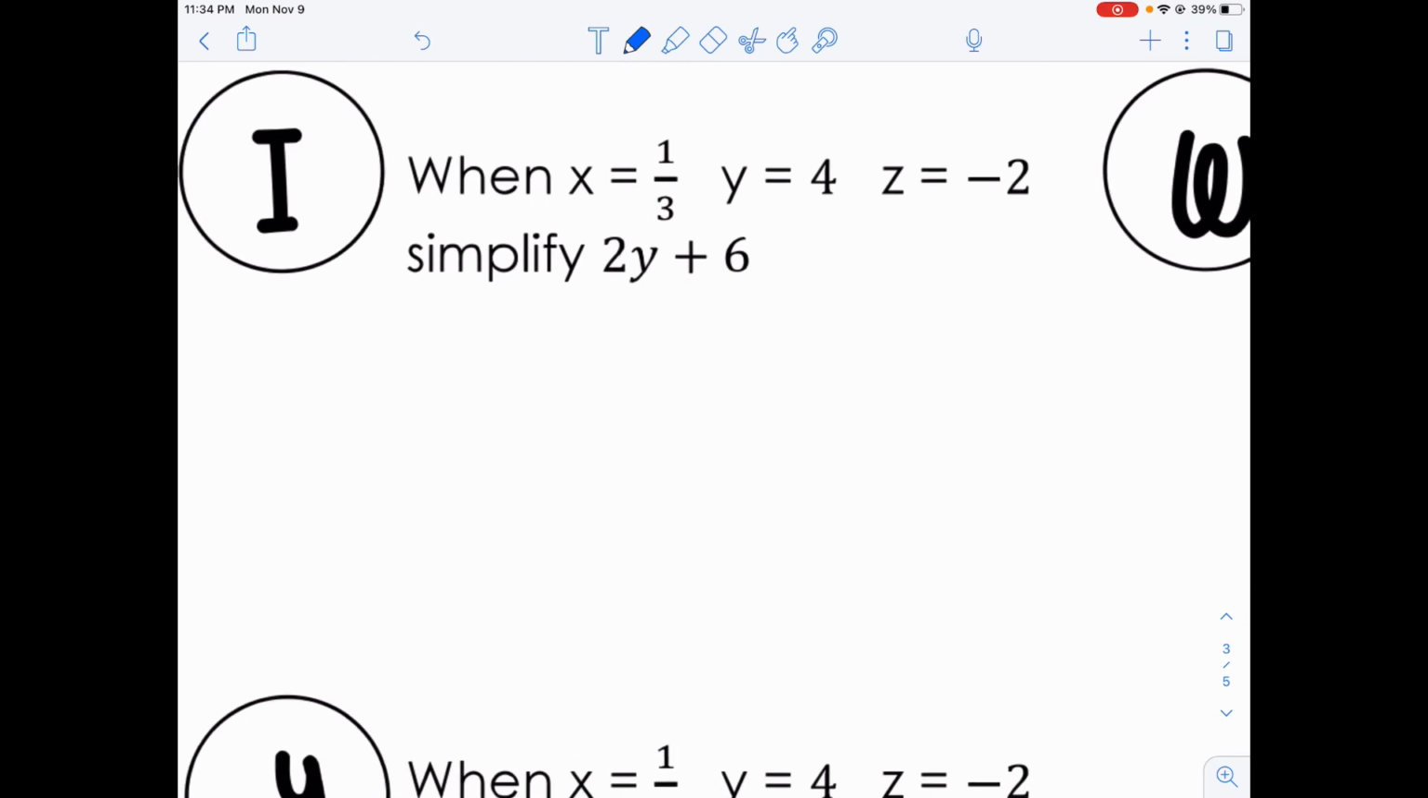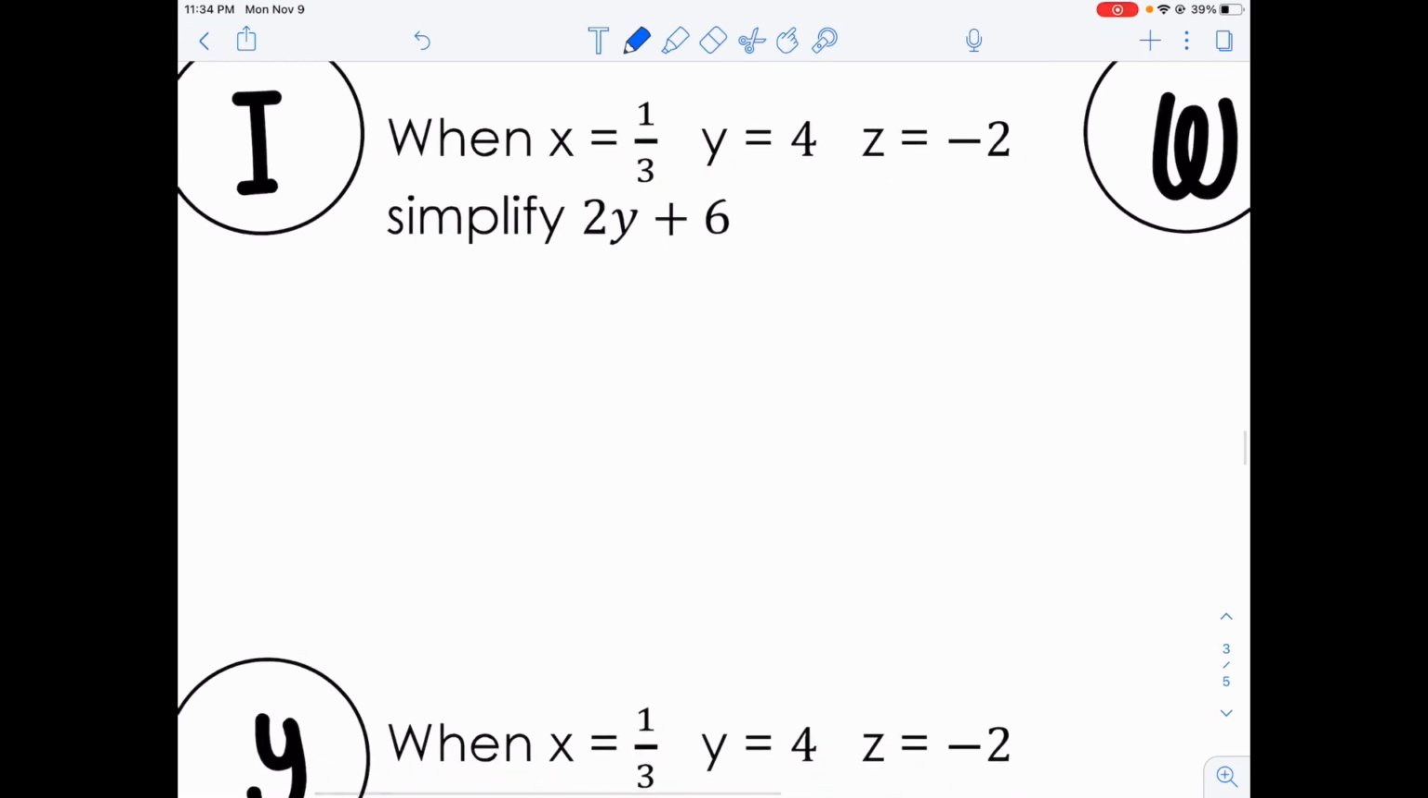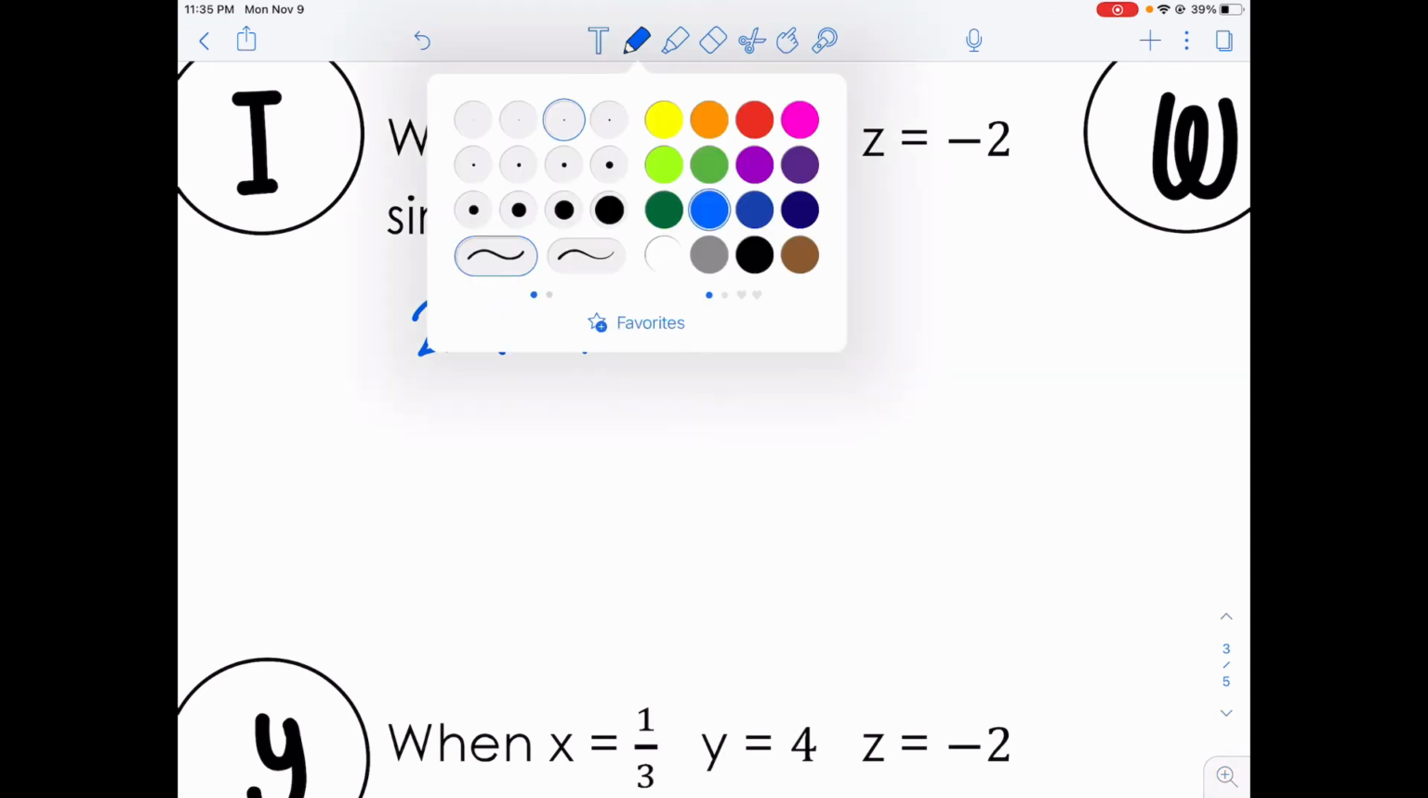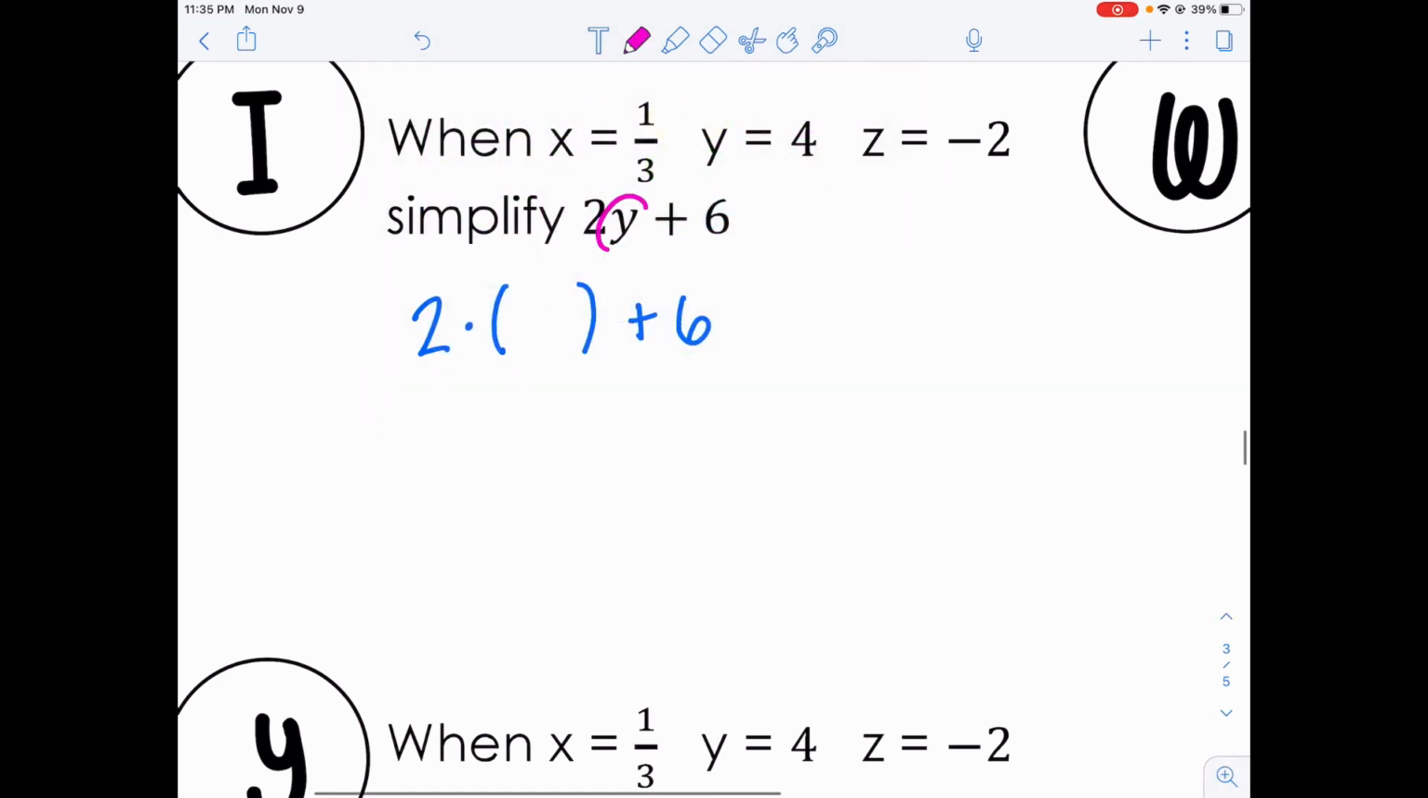Getting started, when x equals 1/3, y equals 4, and z equals a negative 2, simplify 2 times y plus 6. So I'm going to rewrite the expression. Remember, 2y is rewritten as 2 times, and I'm not going to rewrite y. I'm going to put empty parentheses so that I can substitute in that number, and then I'm going to write plus 6.